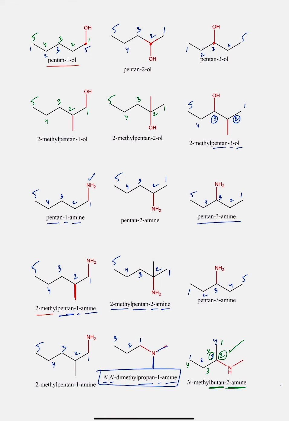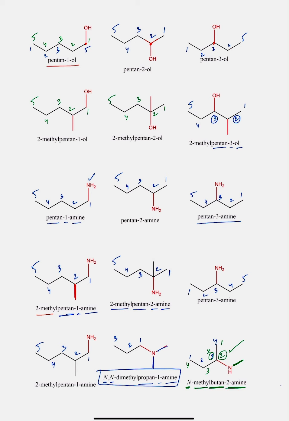And there is another substituent, a methyl group, attached to nitrogen. That's why the methyl is written here as the substituent, and its address, the locant, is N and not a number, because the methyl group is not attached to the carbon chain, but rather to nitrogen. So this is how the naming is done.